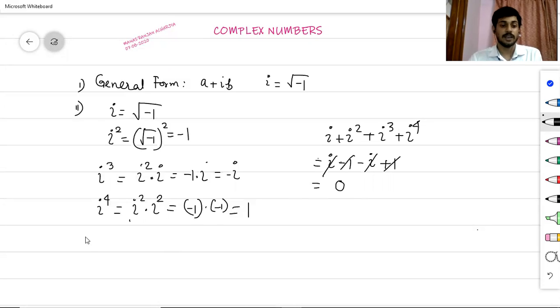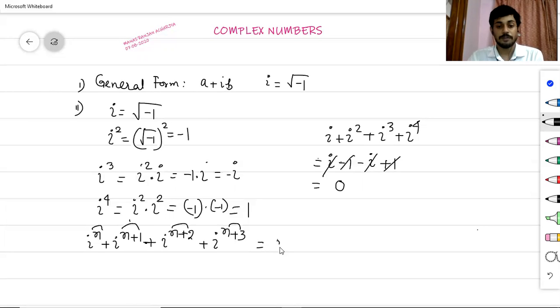So let us take iota to the power n plus iota to the power n plus 1 plus iota to the power n plus 2 plus iota to the power n plus 3. N can be any number. So hence, if you take n as an integer, then n plus 1, n plus 2, n plus 3 will be consecutive 4 integers. What will be the value of it?